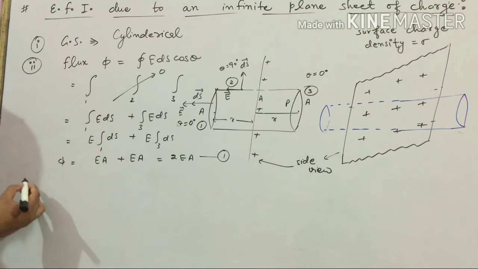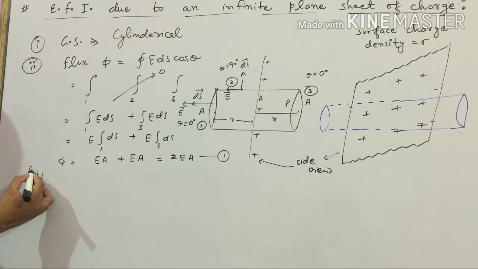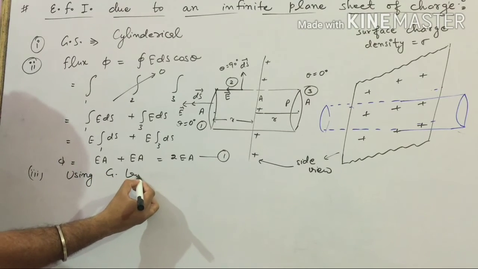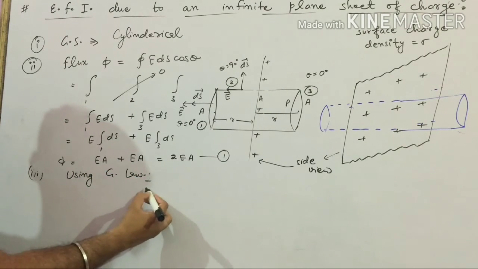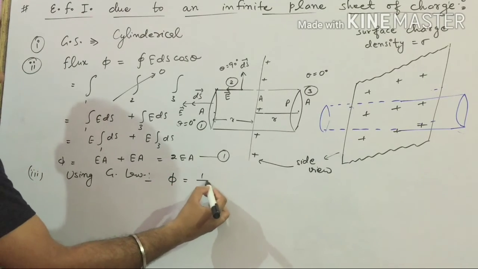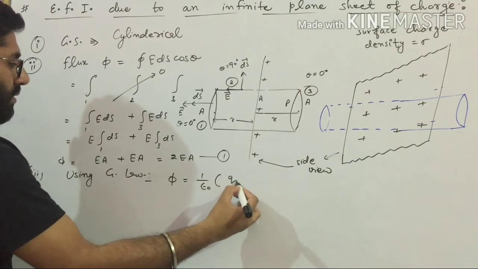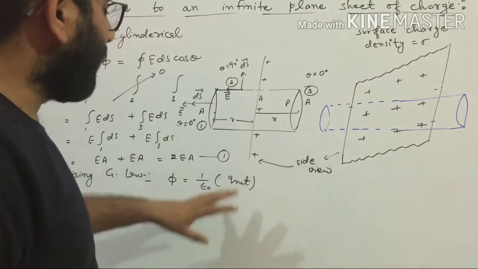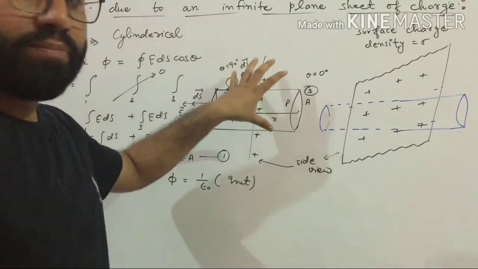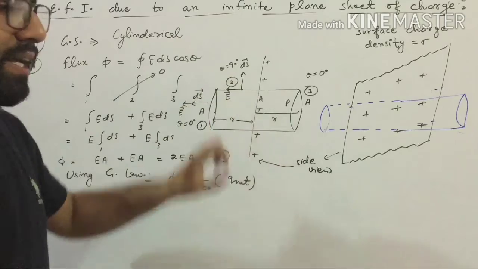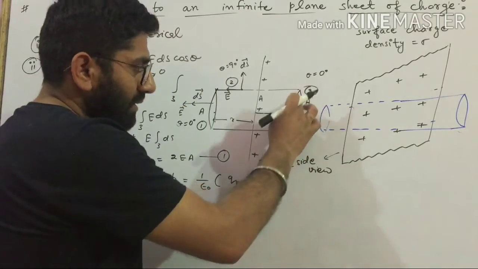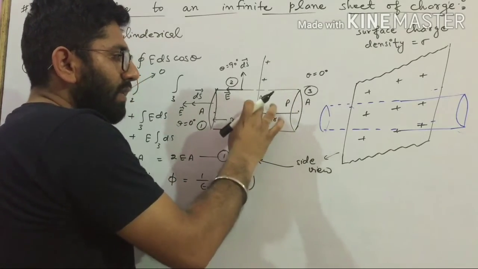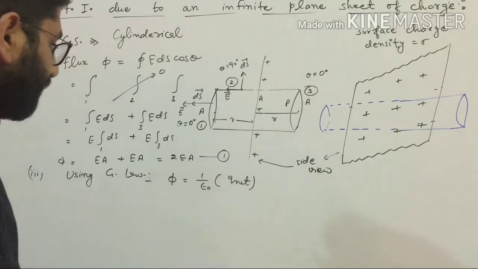Now the next step is to find the same flux using Gauss law. Using Gauss law, this flux can be written as 1 upon epsilon naught times the net charge. Okay. To find the net charge, let us identify how much part of this sheet is lying inside the Gaussian surface. Since this base area is A, the area of the sheet which is inside the Gaussian surface is also going to be A only.